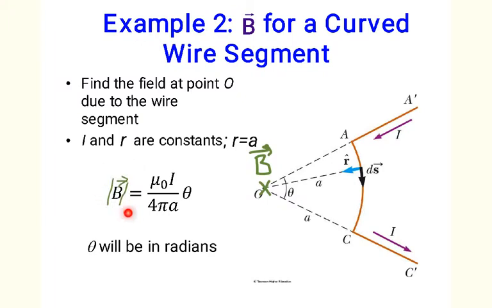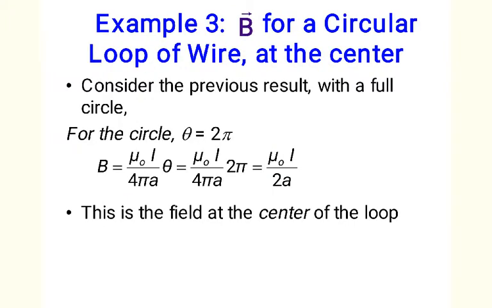It is easy to calculate the magnitude of B, which in this case is equal to mu naught times I multiplied by the angle theta and divided by 4 pi a. Theta here must be in radians. Please set up and calculate this integral.